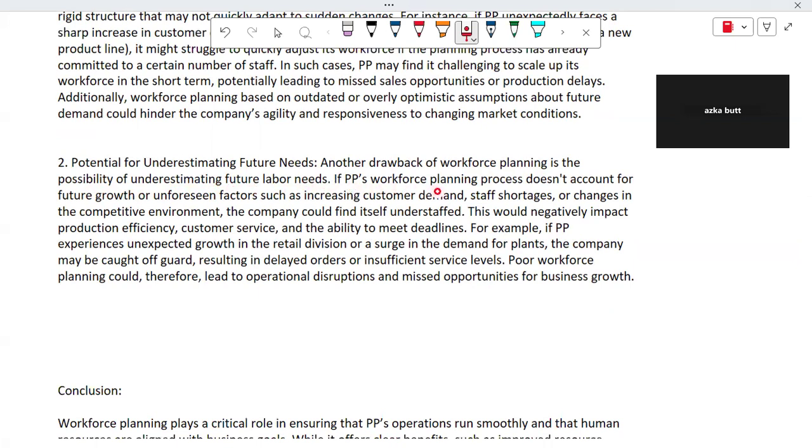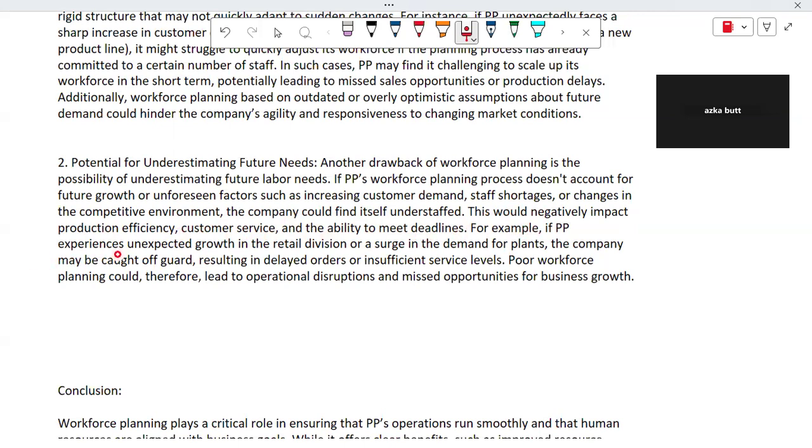However, the drawback of workforce planning is the possibility of underestimating future labor needs. So, if PP's workforce planning process does not account for future growth or unforeseen factors such as increasing customer demand, staff shortage, or changes in competitive environment, the company could find itself understaffed. So this would negatively impact production efficiency, customer service, and ability to meet deadlines.